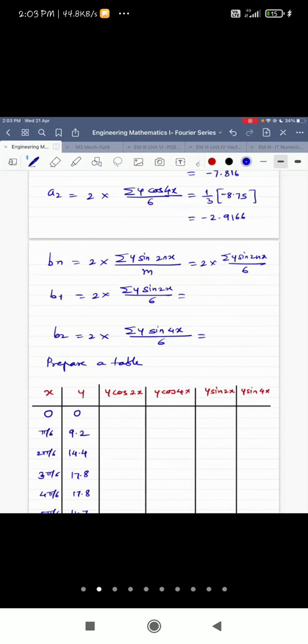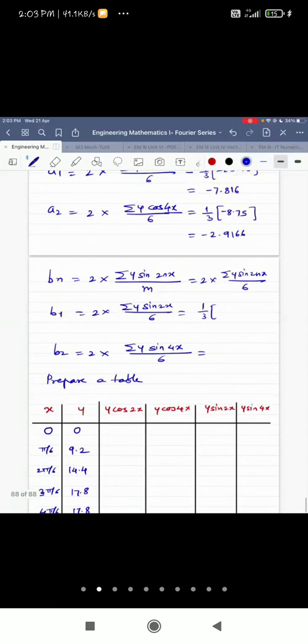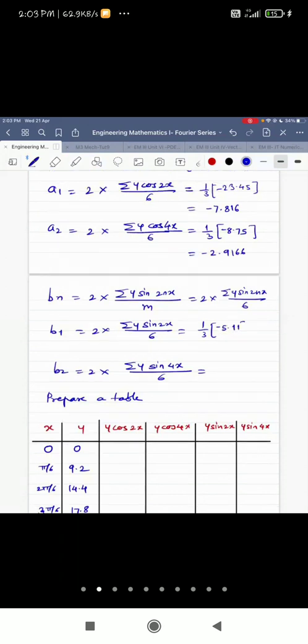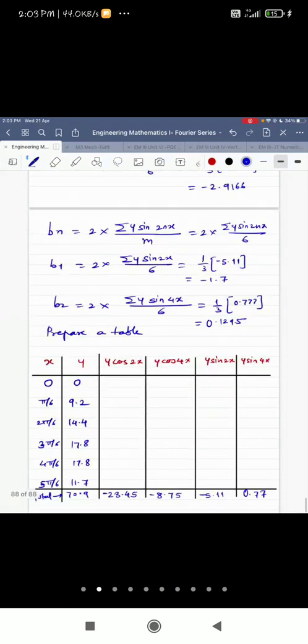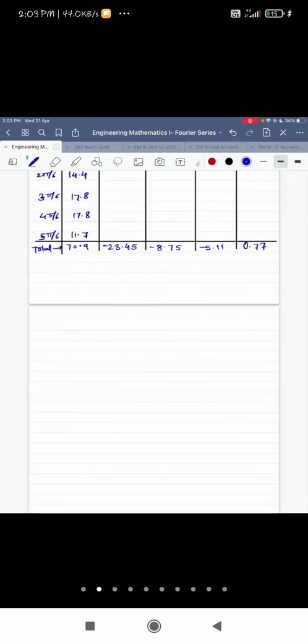Then the B1 value is 2 upon 6, which gives me 1 by 3. And then the value is minus 5.11. So that gives me minus 1.7. That's all. And then it is 1 by 3 into 0.77, and that gives me 0.1295. So all these values will be substituted and that gives us the final answer.